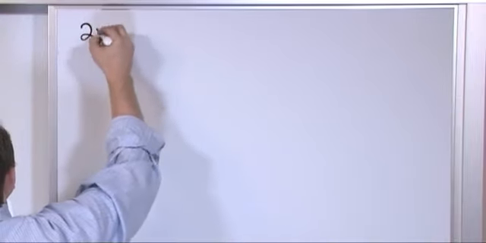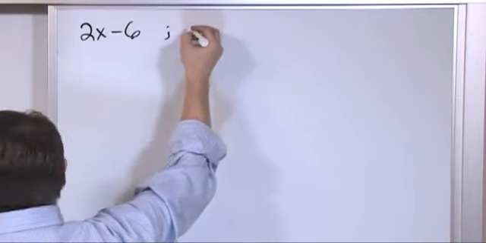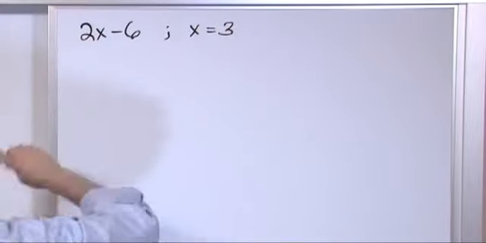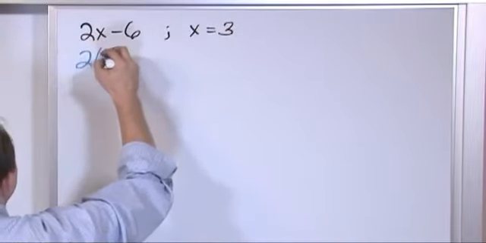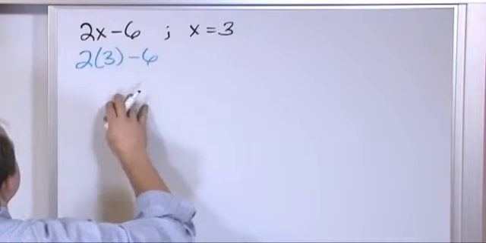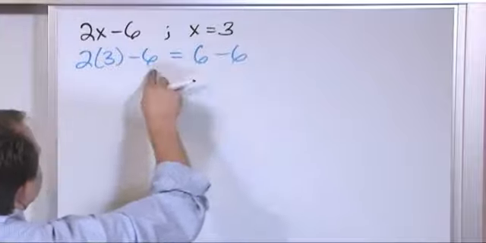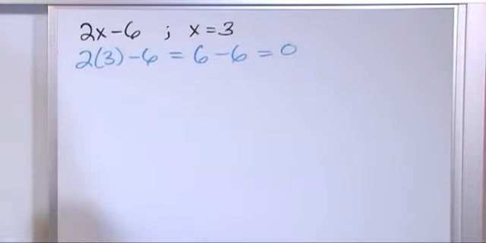What if you have 2x minus 6, where x is equal to 3? Well, we just plug it in here. 2 times 3 minus 6. 2 times 3 is 6, minus this 6 is going to give us 0. That's the answer.